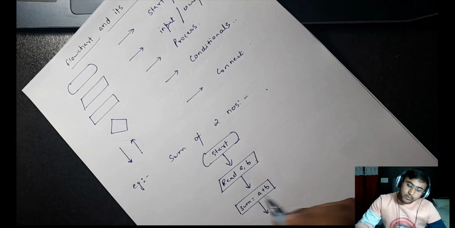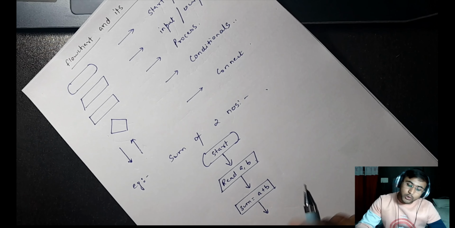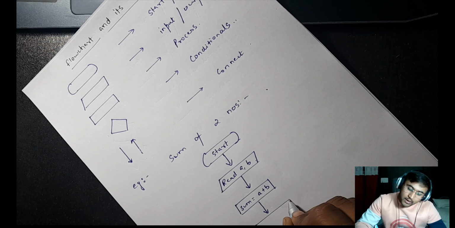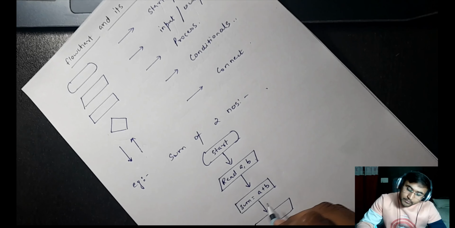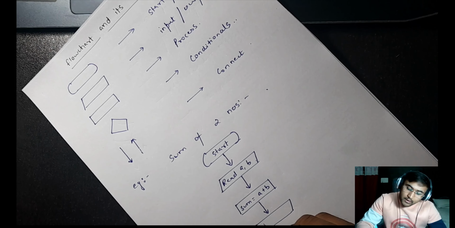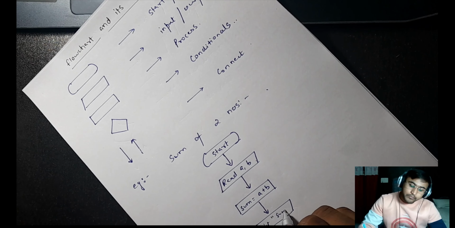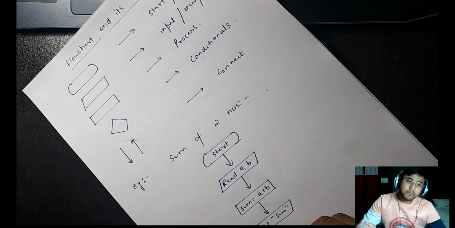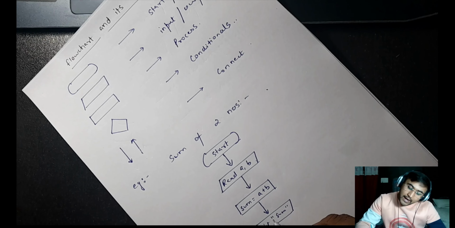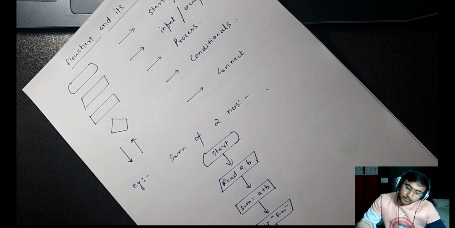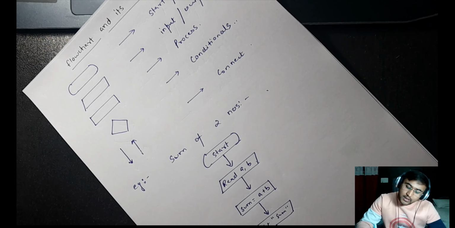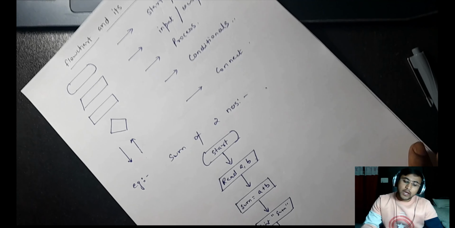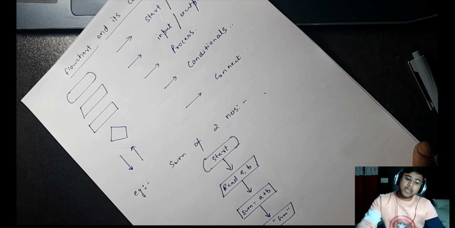Now we need to print this sum. So what is the sum of a plus b? For printing, again we use the parallelogram and we print sum. So here we have printed the sum, and in the next step, it will end the flowchart. So for ending, again we use the elliptical shape. So this is our flowchart for addition of two numbers.